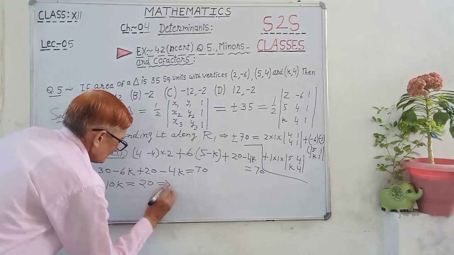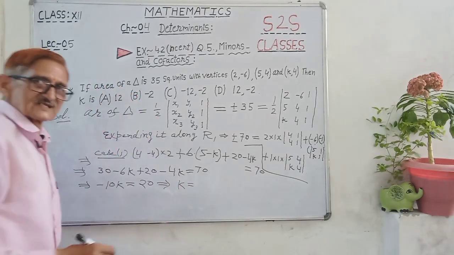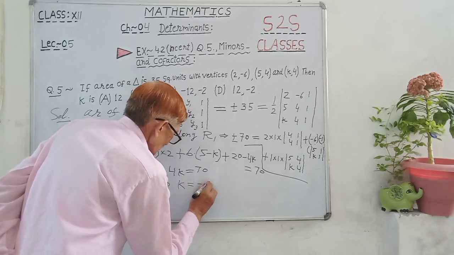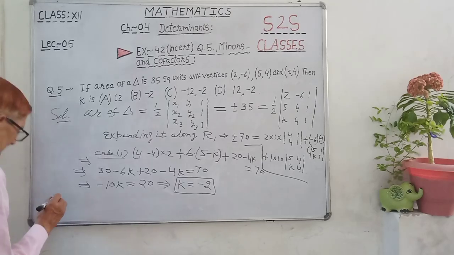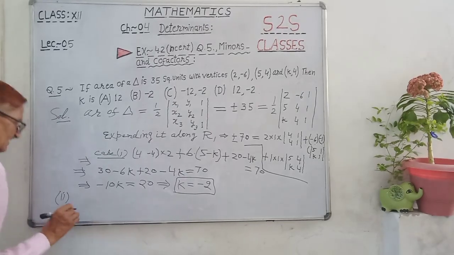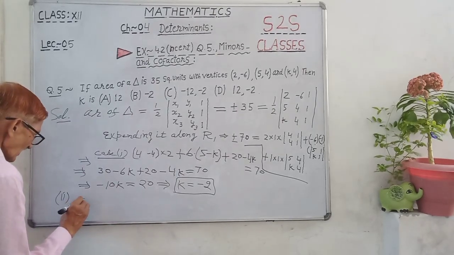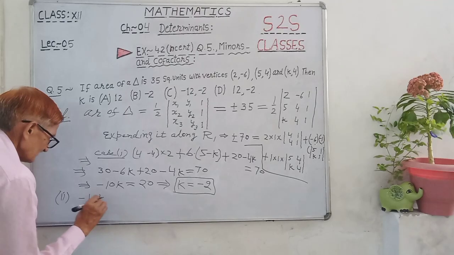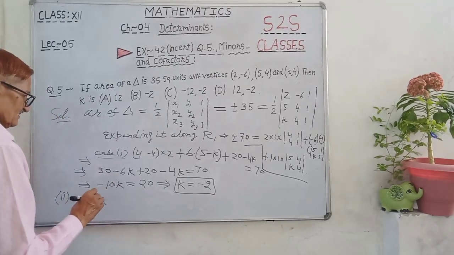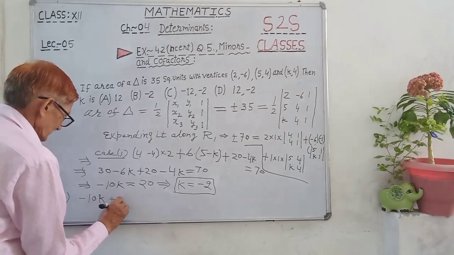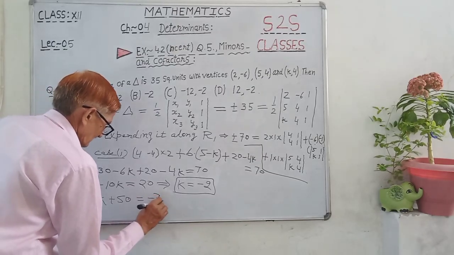Then this implies k equals 20 divided by minus 10, that is minus 2. Okay, now second case. What is the second case? In this simplest form take minus 70. Okay, so minus 10k plus 50 is equal to minus 70.